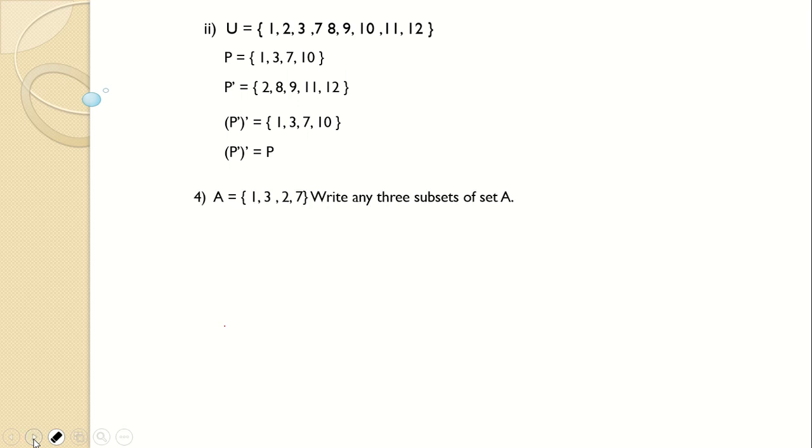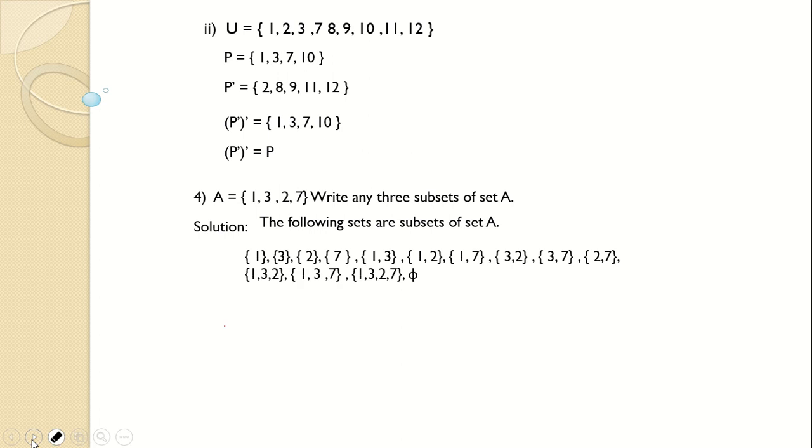Now the fourth sum, A is equal to 1, 3, 2, 7. Write any three subsets of A. Subset means it should have all its elements contained inside A. So you can have so many subsets here. You can have 1, you can have set containing 3, 2, 7, you can have 1, 3, 3, 2, 3, 7, like this you can have many. I have shown many sets here, but you are asked to write only 3. The following sets are subsets of A. So out of these, any 3 you can write.